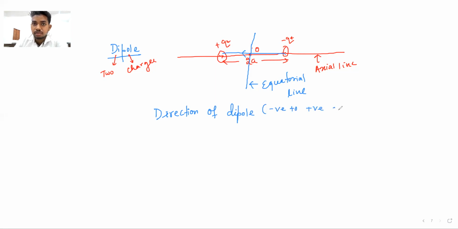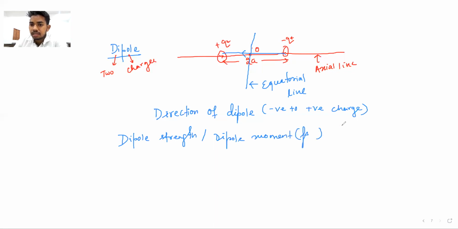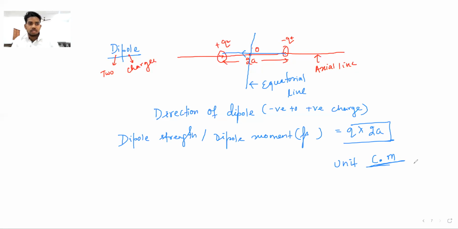Again, the strength of a dipole: how to find it? Dipole strength, or we also call it dipole moment. The dipole moment symbol is small p, which is given as the product of one of the charges into the distance between them. Its unit is Coulomb into meter. Cm, normally we get confused and read it as centimeter. It is Coulomb into meter. So this dipole moment is Q into 2A.